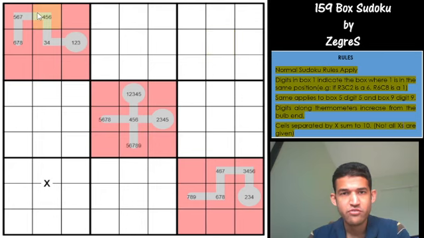Okay, you can't have a 4 here. If you have a 4 here, this would have to be 3, right? Now look where the 1 goes. The 1 in box 4 goes into this cell. The 1 in box 3 goes into this cell.